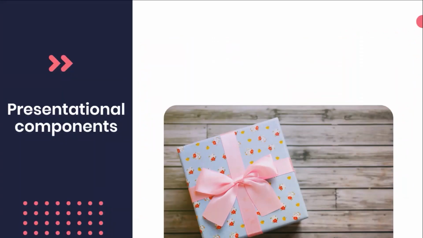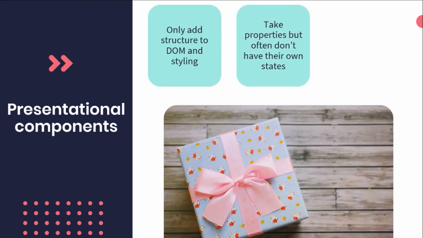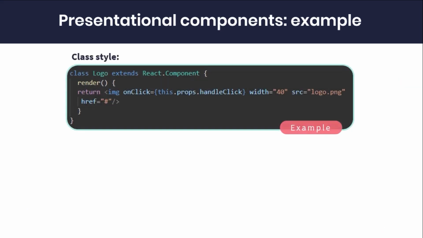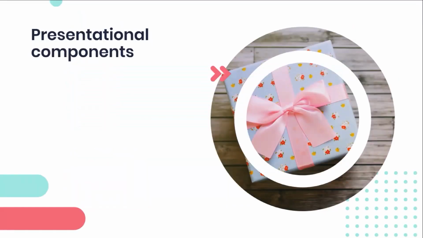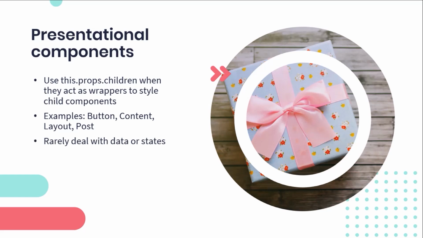Presentational components typically only add structure to DOM and styling. They make properties but often don't have their own states. Most of the time we can use functions for stateless presentational components. For example, logo is a good illustration of a presentational component in a class style, like this. Or in a functional style, like this. Presentational components often use this.props.children when they act as wrappers to style child components. Examples are buttons, content, layout, post, and so on, but they rarely deal with data or with states. That's the job of the container components.